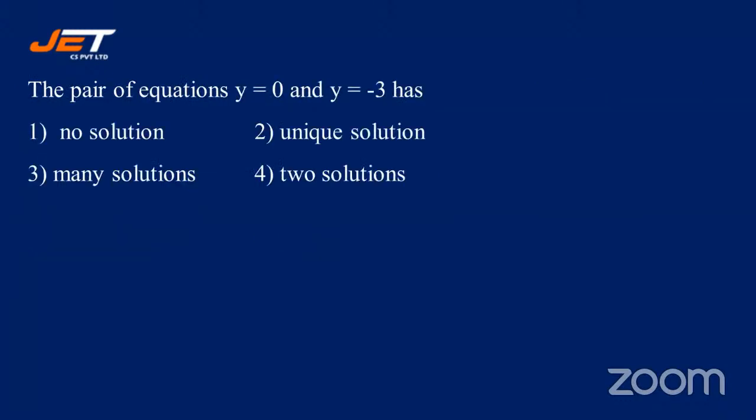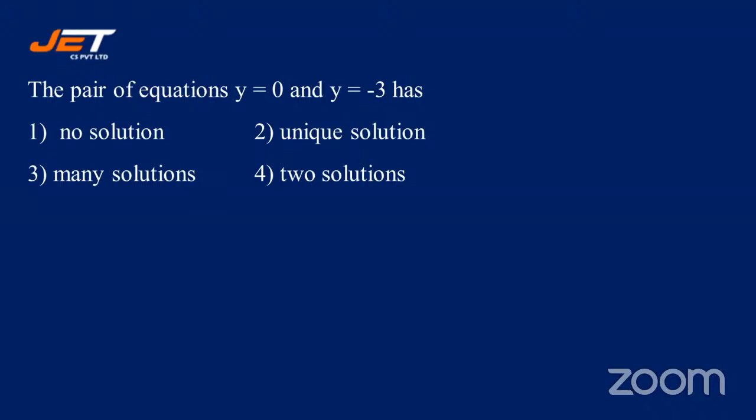The pair of equations y is equal to 0 and y is equal to -3 has dash. No solution, unique solution, many solution, two solution.